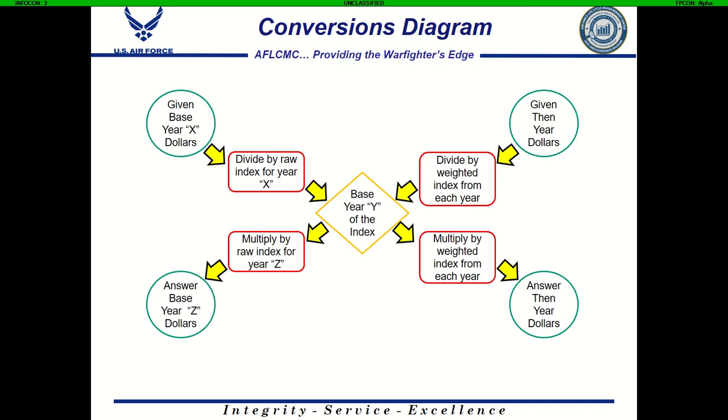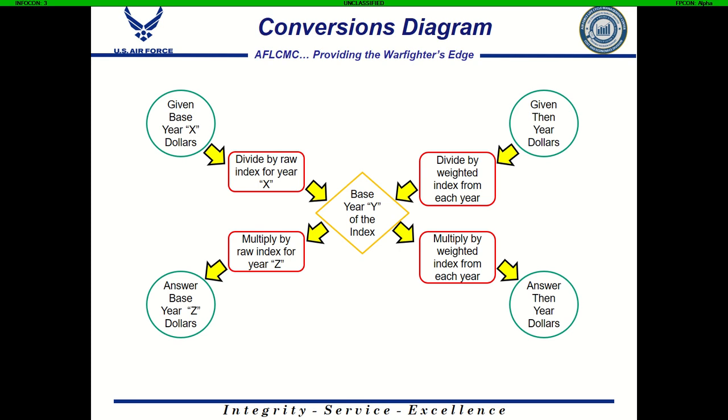Similarly, if you're going from then year dollars to the base year of the index, you're going to divide by the weighted index for each year that you have inputs. And if you're going from the base year of the index to then year dollars, you're going to multiply by the weighted index from each year that you have inputs.